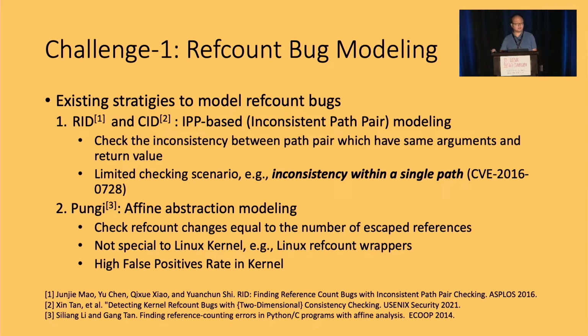The other work that we like is Hugi. It's actually tracking this invariant between the reference count and the number of references. But unfortunately, it only works for Python. They leverage some of the good conventions in Python, but they cannot work very well in the kernel because the kernel has some conventions that we need to consider.